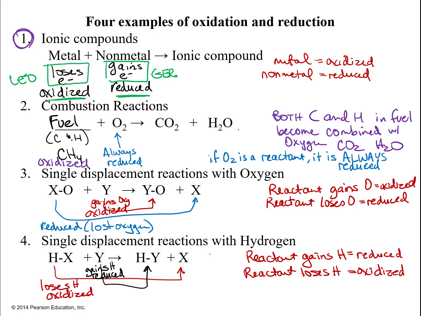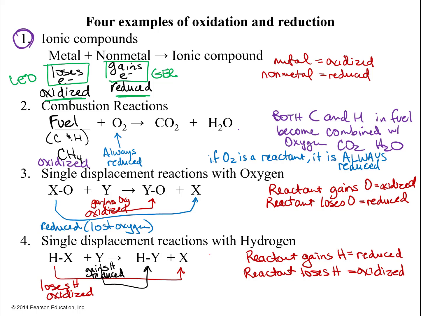So in this last one, if you look, X has H attached, but on the product side, X is all by itself. So you would say in example number 4, X loses its hydrogen. That means it's oxidized. Y starts off without anything, but on the product side, now Y has H attached to it. So Y has gained hydrogen, that's reduction. So loss of electrons, loss of hydrogen, or gain of oxygen, those are all oxidation. And so the exact opposites are reduction.